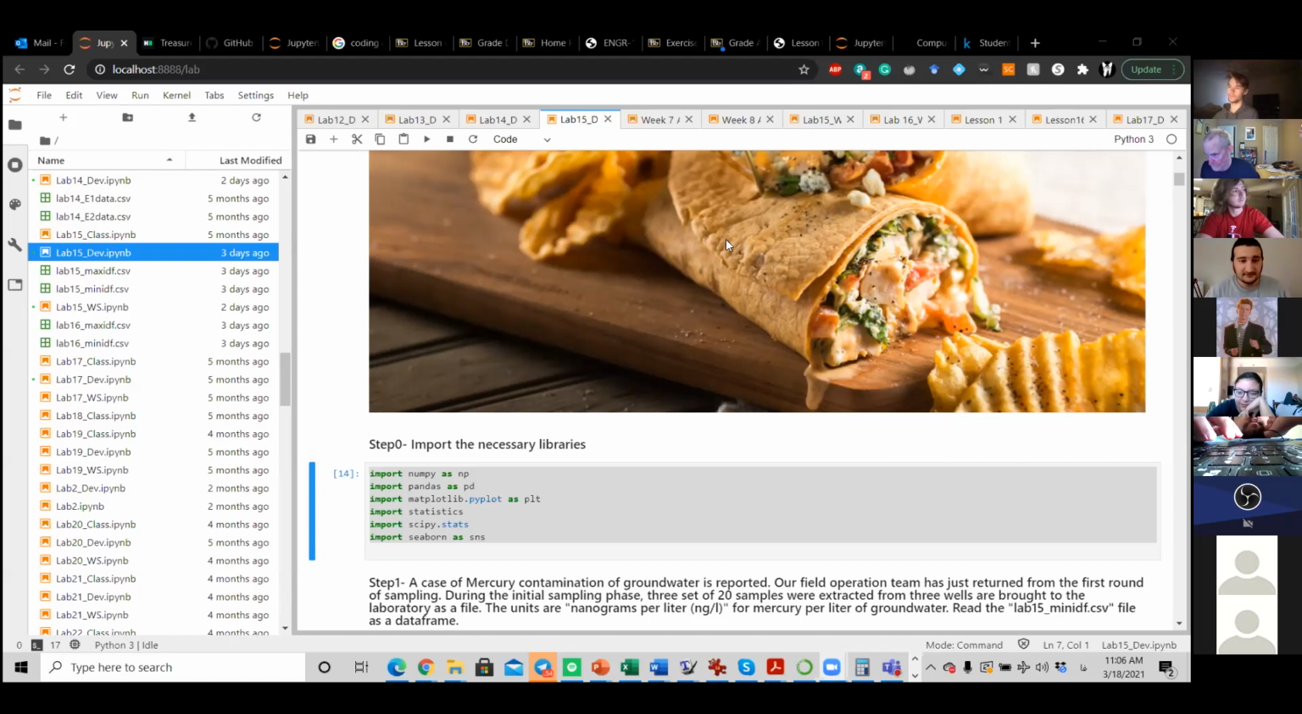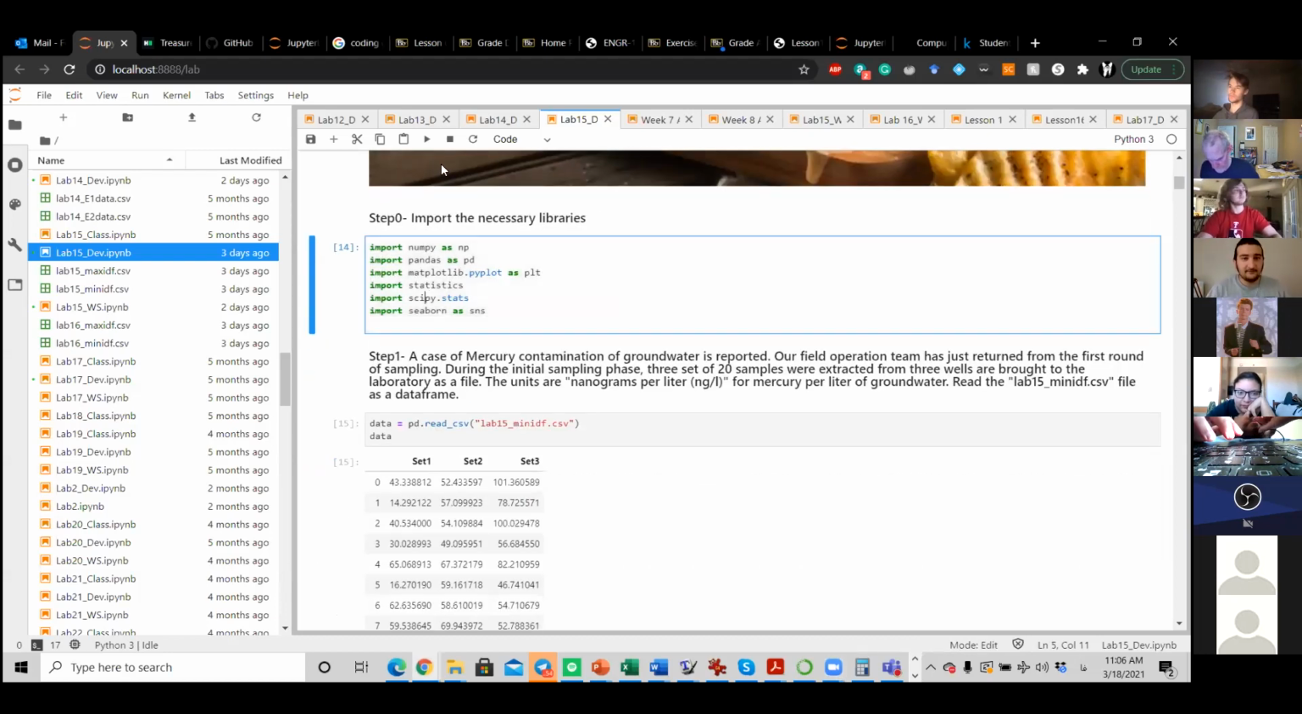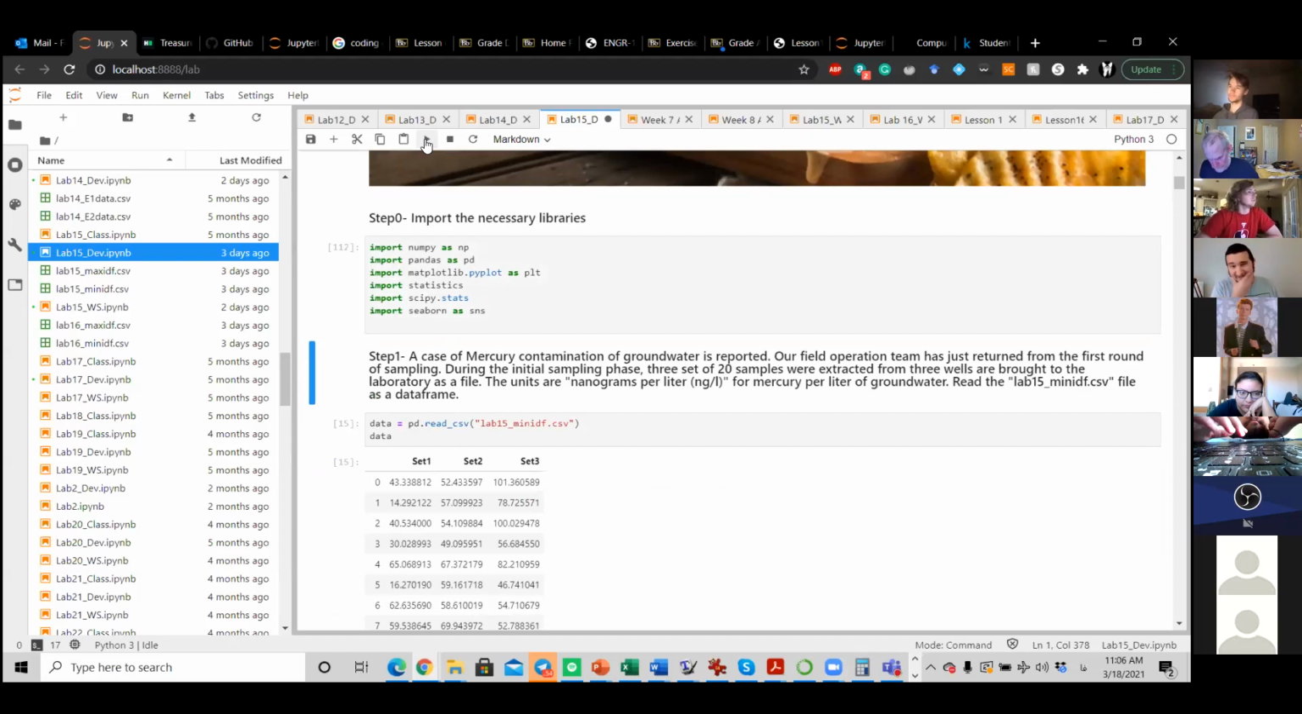Let's see. So first on top, I am importing the external packages that I will use: NumPy, Pandas, Matplotlib, Statistics, SciPy Stats, and Seaborn.